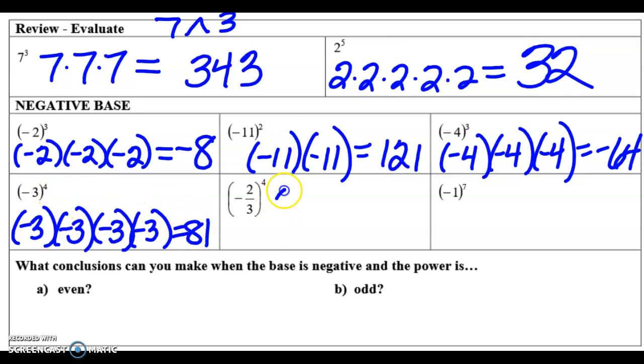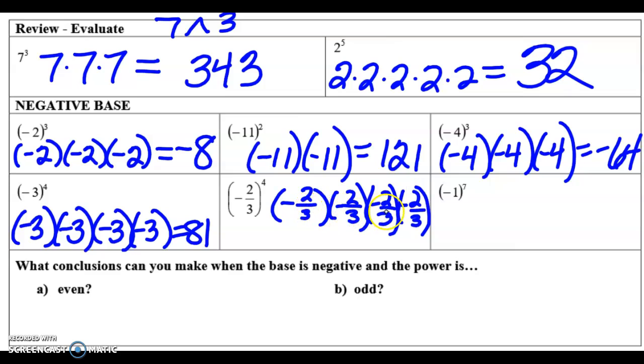When you have a fraction like this, you're just going to multiply the numerators and you're going to multiply the denominators. Negative times a negative is a positive. Negative times a negative is a positive. Positive times a positive is a positive. This will be 16 over 81.